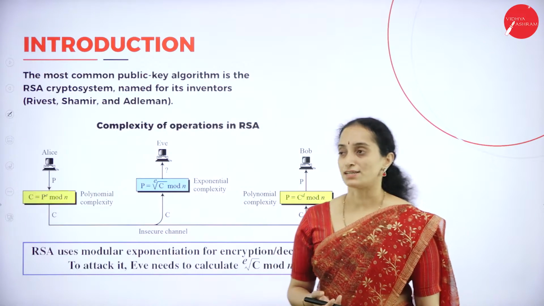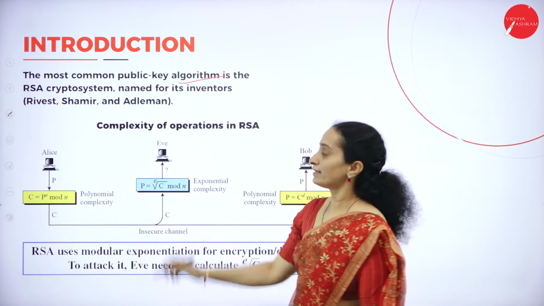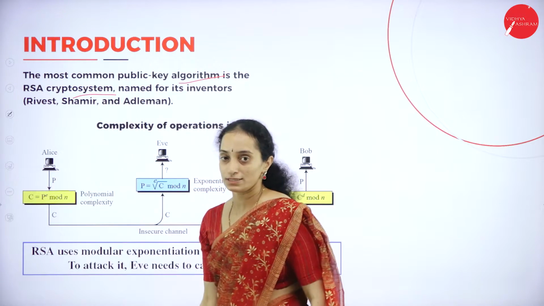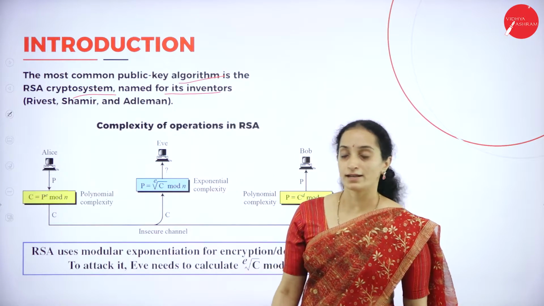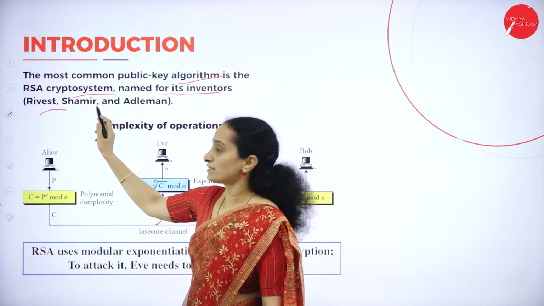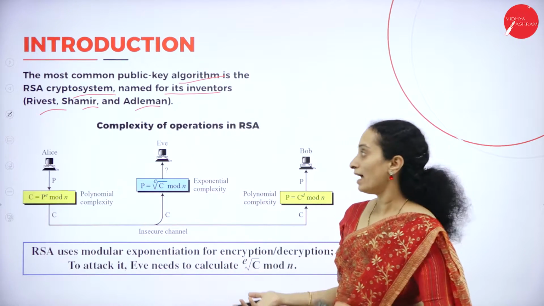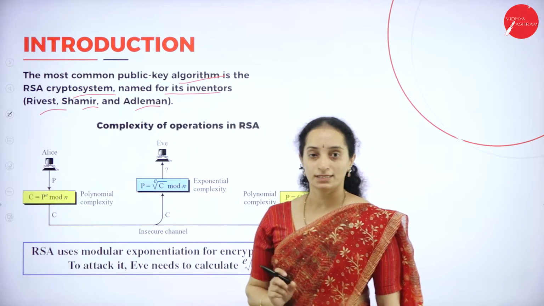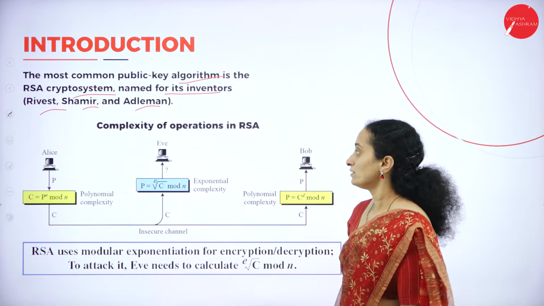Let's start the session. The most common public key algorithm that we use is the RSA cryptosystem. RSA is named after its inventors, that is Rivest, Shamir and Adleman. So combining the names of these three inventors, it is named the RSA cryptosystem.